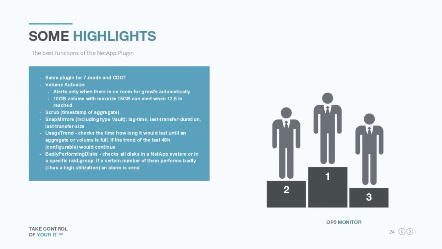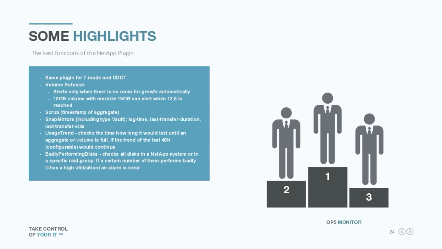As a summary, here are some highlights and the best functions you have. The same plugin works for 7-mode and cDOT. This volume auto size, if you have enabled that feature, is really, really handy. Scrub: you might have difficulties with scrubbing because it's a background process, and if you have performance issues there, the scrub might never finish. So this will indicate that.